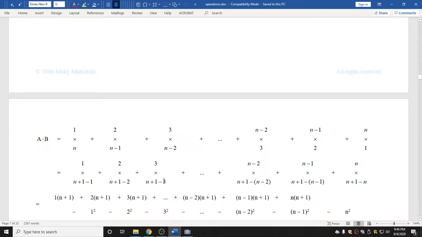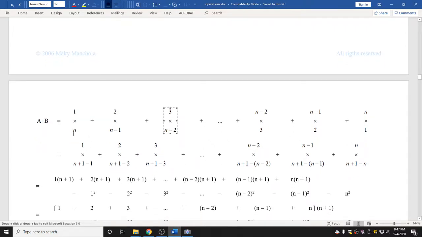We're going to look at each of the bottom entries. So the bottom entry here is n. The bottom entries there are n minus 1, n minus 2, all the way down to 3, 2, 1. We're going to look at each of those as n plus 1 minus something. So n is also n plus 1 minus 1. n minus 1 is also n plus 1 minus 2. n minus 2 is also n plus 1 minus 3, and so on.